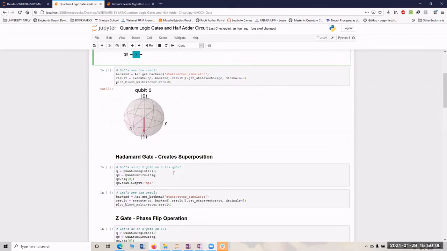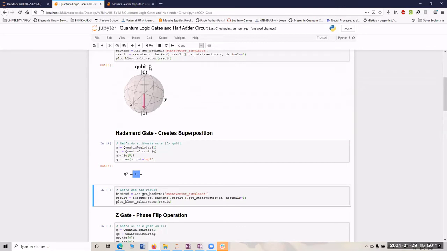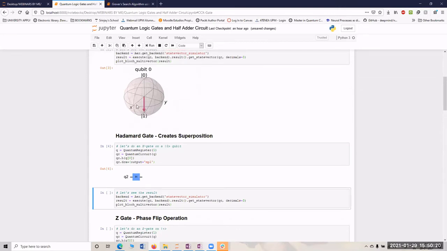Similarly, for the Hadamard gate, which creates superposition, you can see that it will not be on the Z axis. This vertical axis is the Z axis, this horizontal one is the X axis, and the other horizontal one is the Y axis. The Hadamard reaches the X axis, which is also known as the diagonal axis. The Y axis is also known as the circular axis, or the clockwise counterclockwise axis. Let's visualize.